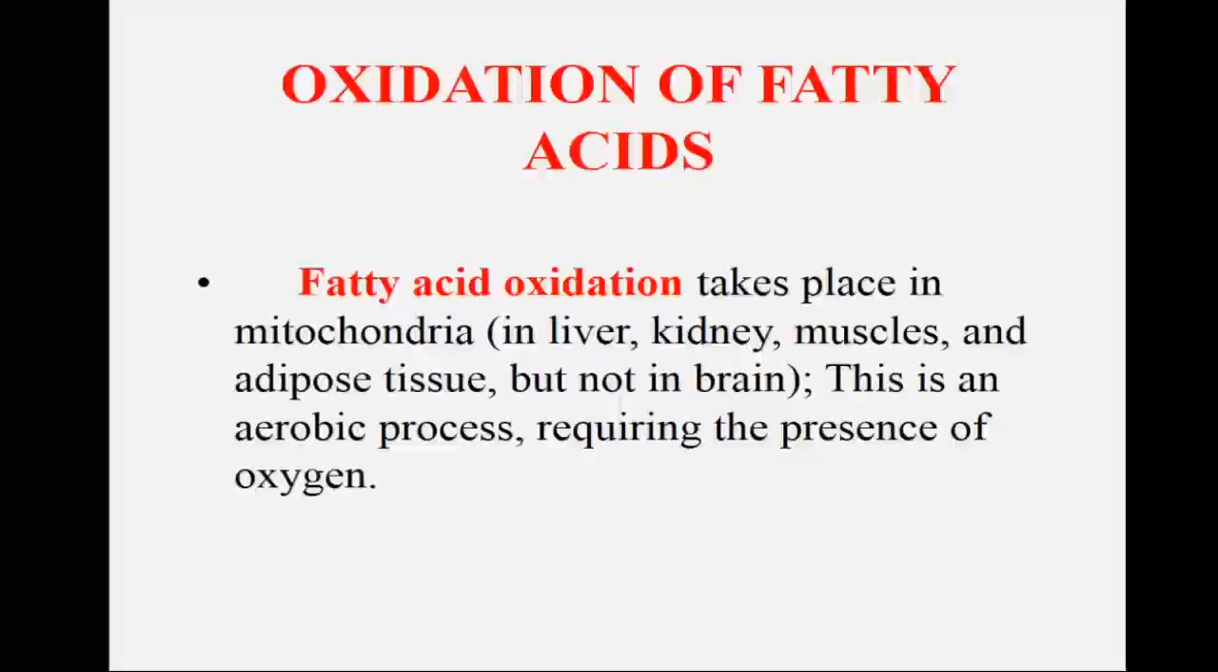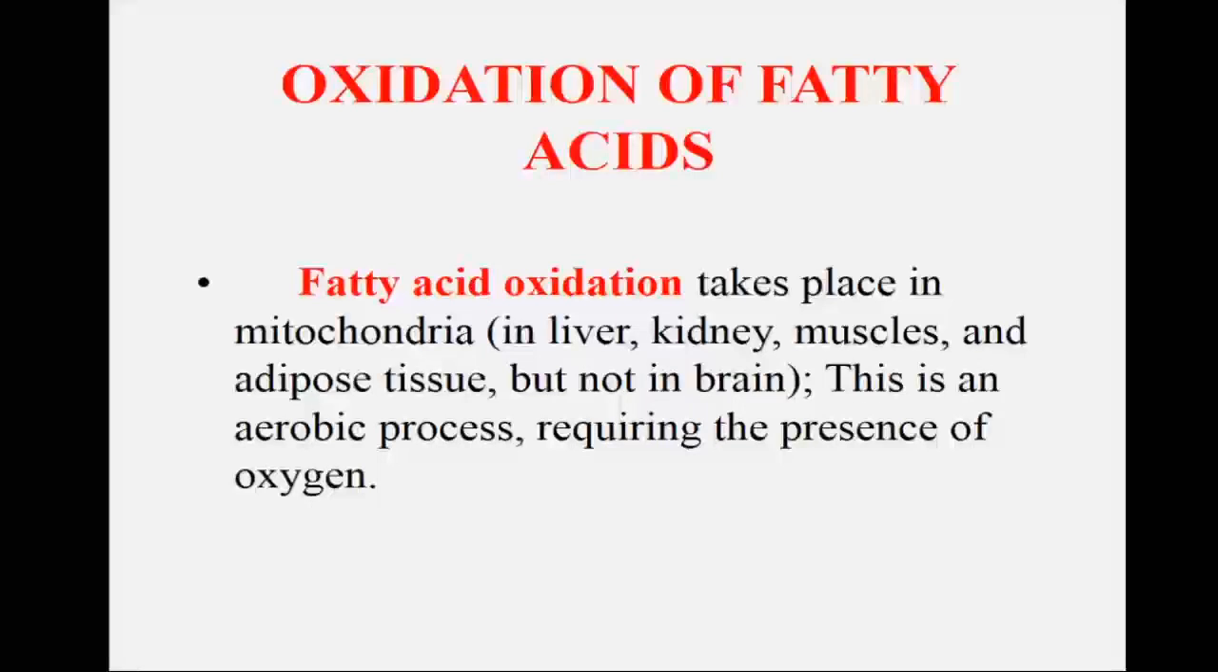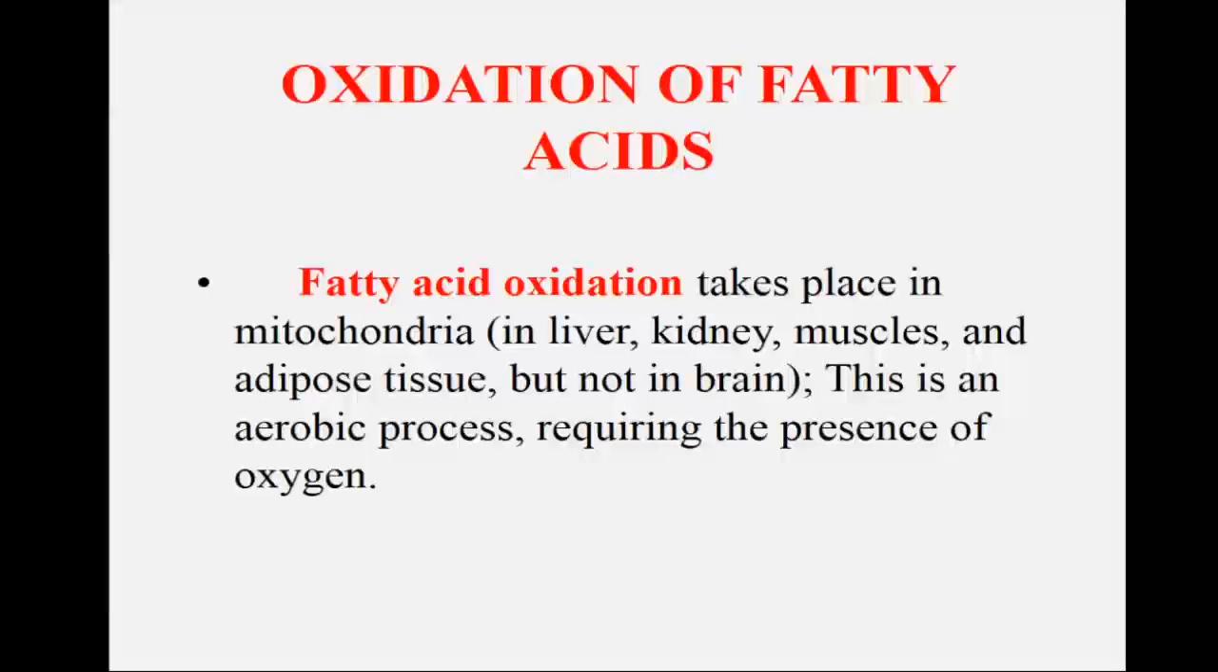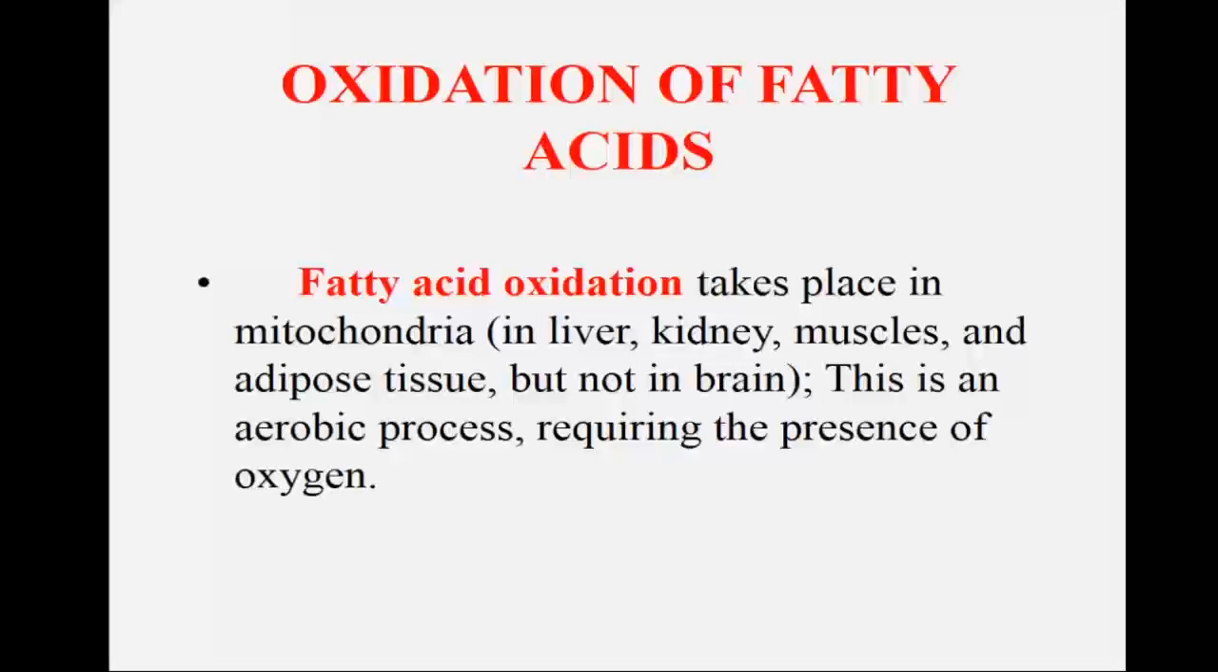At this moment, just write that oxidation of fatty acids takes place in mitochondria of many cells and organs, but not in the brain. In the brain, beta oxidation will not be done. The brain will take ketone bodies. About this a little bit further. Oxidation of fatty acids is an aerobic process, so it requires the presence of oxygen. Mitochondria, oxygen. Conditions necessary for fatty acid oxidation. About fatty acid oxidation, we will talk next lecture.